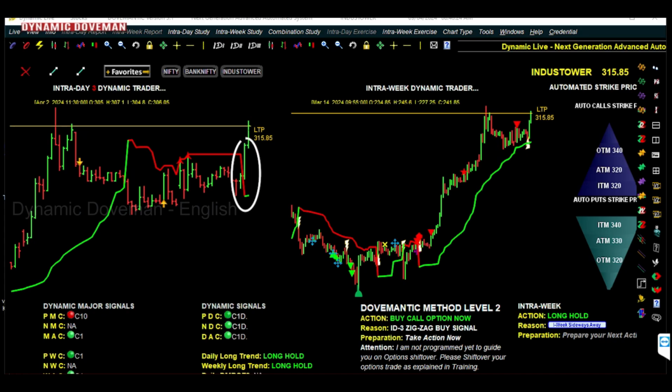So on 5th of March in Indus Tower, the price of the stock started increasing. As it started increasing, in ID3 the long signal gave us a buy. The time was around 11 o'clock in the morning and the price was around 312 rupees. Now obviously we are trading as per the Doveman method, so those of you trading as per the Doveman method, your complete focus must be on the information about the Doveman method at the bottom. You don't have to look at anything else. In the Doveman method, your focus should be on the action information and on the preparation.